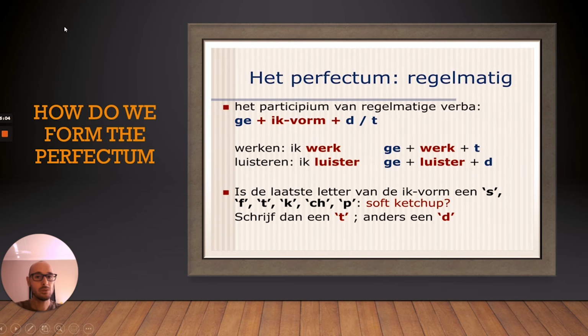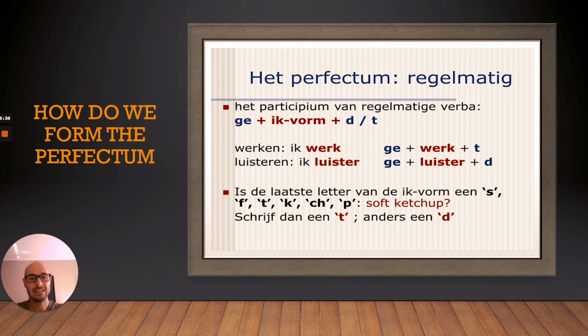And now we will take a look at how we form the past participle. What is the past participle? Well, if I would say to you, I have walked, I have gone, I have seen, I have bought. Now, walked, gone, seen, and bought would be your past participle. So how do we form that in Dutch?